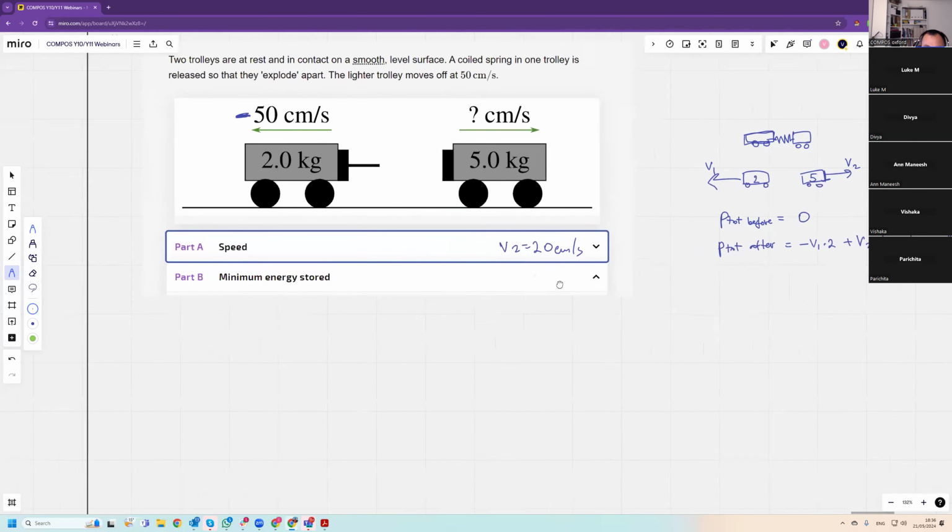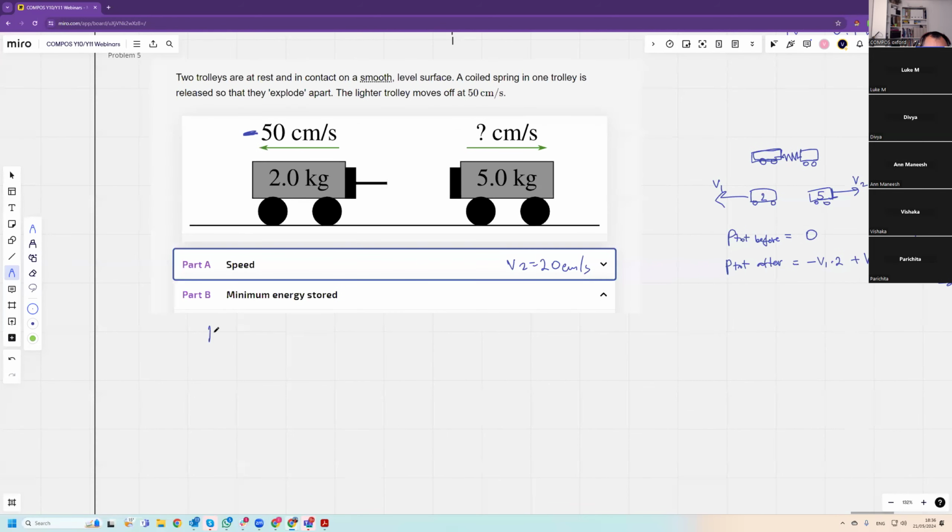Let's just calculate the momentum. So after the collision, after explosion. We call it explosion because we have two objects which were stationary and now they're moving apart. Even though it doesn't look like an explosion, in physics, we still call it an explosion.